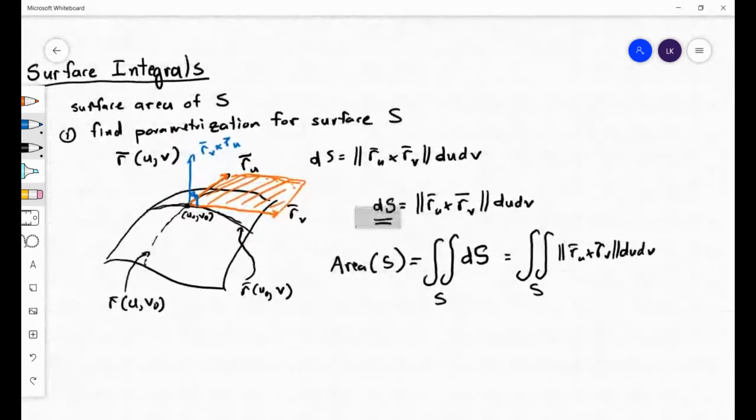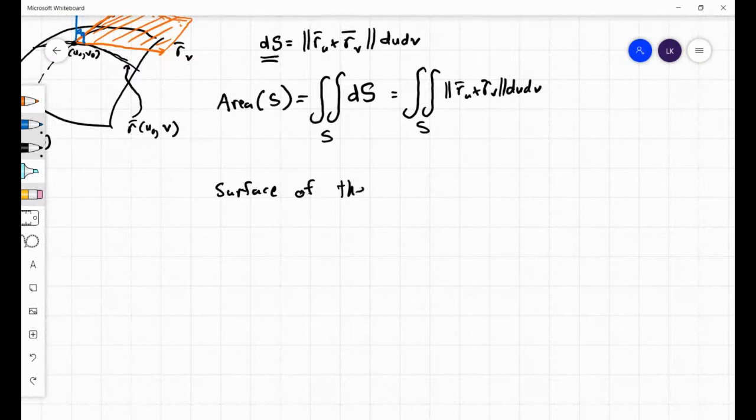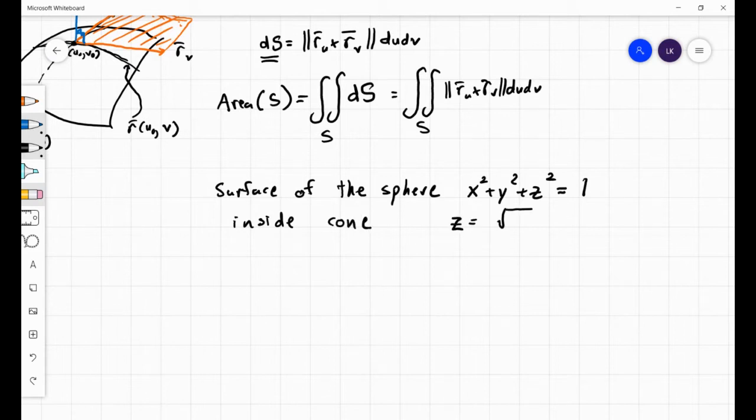So I'm sure you've seen the example of the surface area of a sphere, but let's look at the surface area of the sphere inside a cone. So the first thing we want is a parametrization of our surface. Now, the surface is a sphere, so what's the standard parametrization? What's a good parametrization of that sphere? Well, we have many options, right?